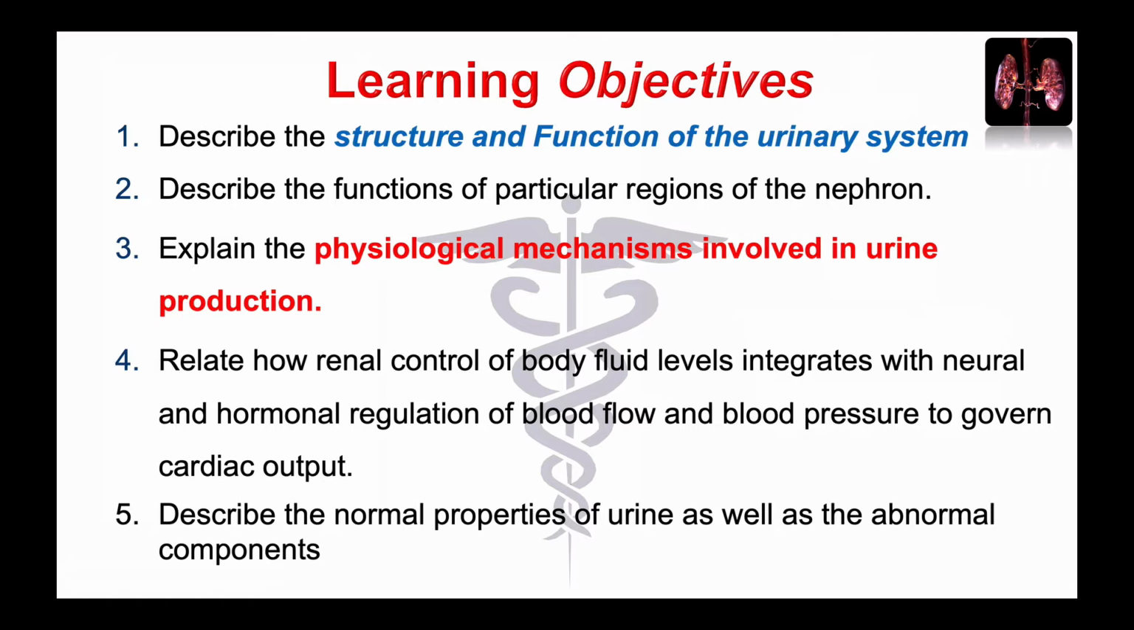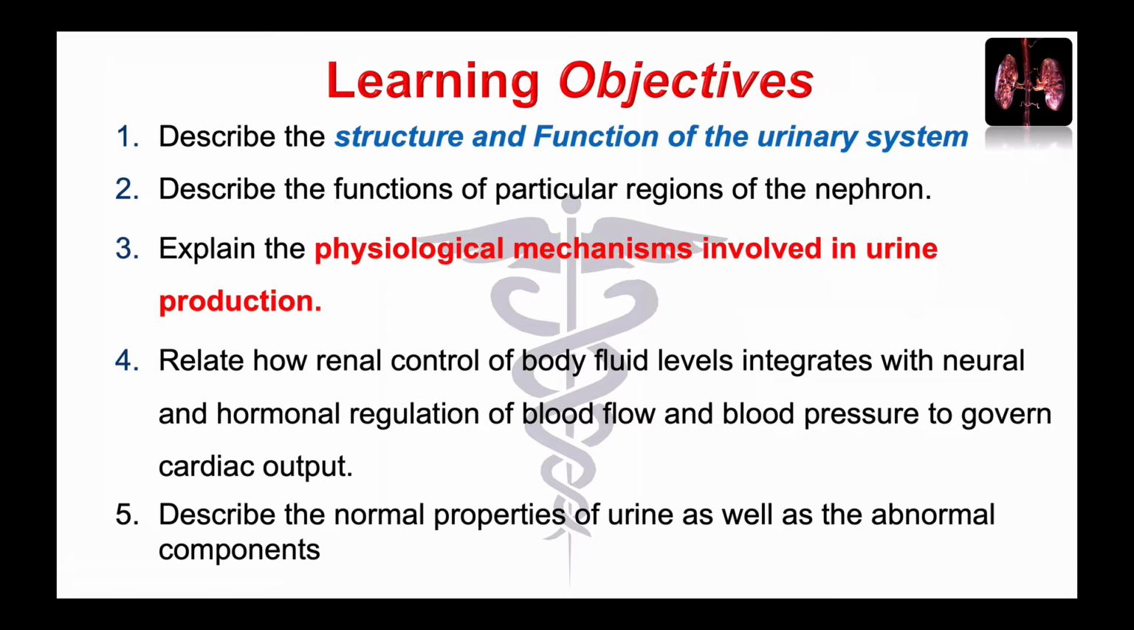Then explain the physiological mechanism involved in urine production. This production of urine is a very important thing. There are three stages: simple filtration, then selective reabsorption, and excretion. In these three stages, you will know how the process takes place.